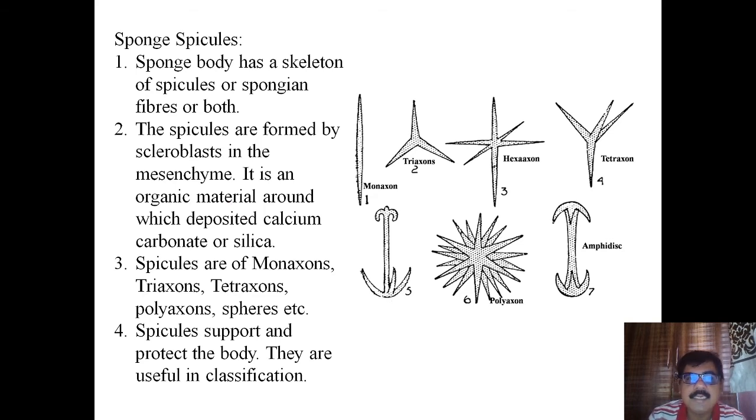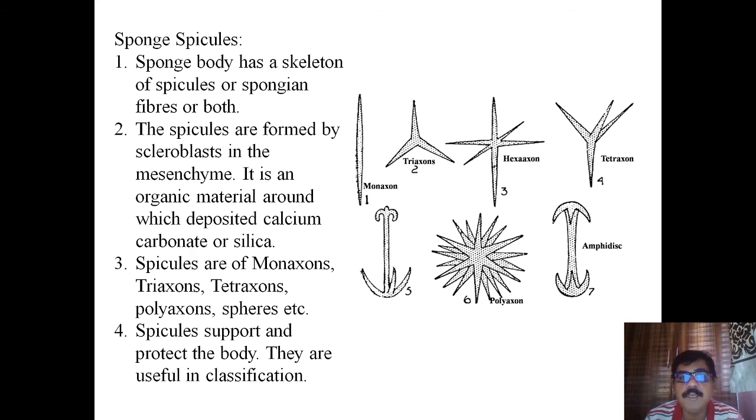Then the next slide is the sponge spicules. These sponge spicules are the structures which form the body of the sponges. And these spicules are either made up of calcium carbonate or silica. We have discussed in the classification, the calcareous and the siliceous. If it is made up of silica, it is called siliceous. If it is made up of calcium carbonate, it is called calcareous.